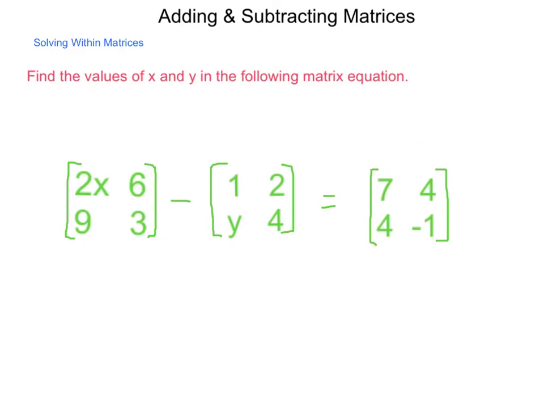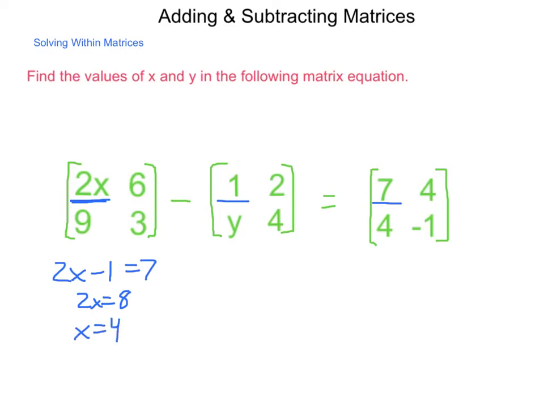So we're going to find the values x and y for the following matrix. And when we solve these, we're going to pull them out piece by piece. So what I have is I have an x here in my first matrix. I'm going to underline the corresponding elements and pull that out as its own equation. So I have 2x minus 1 equals 7. Solving this for x, I would add 1, so I have 2x equals 8. Dividing by 2, x equals 4.